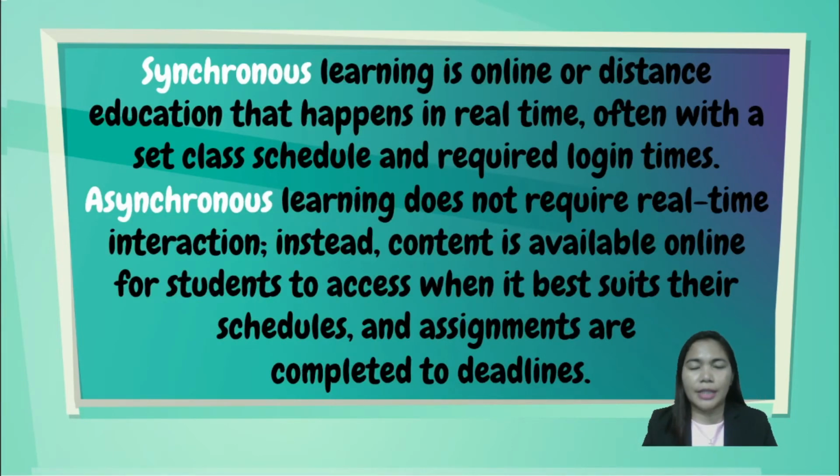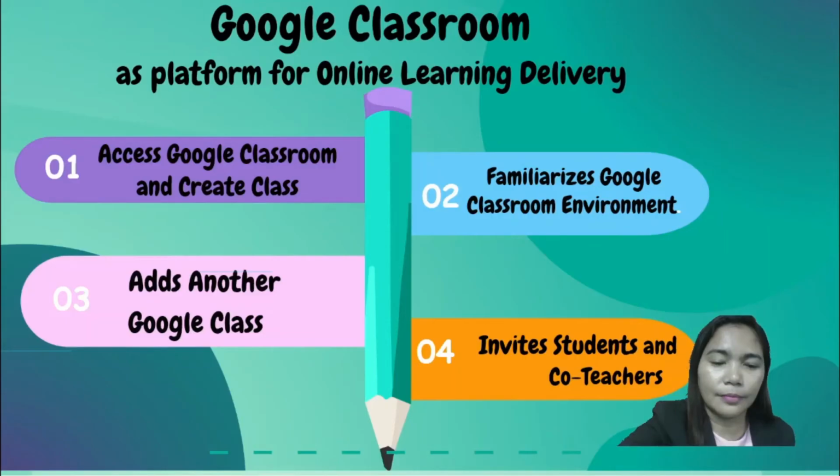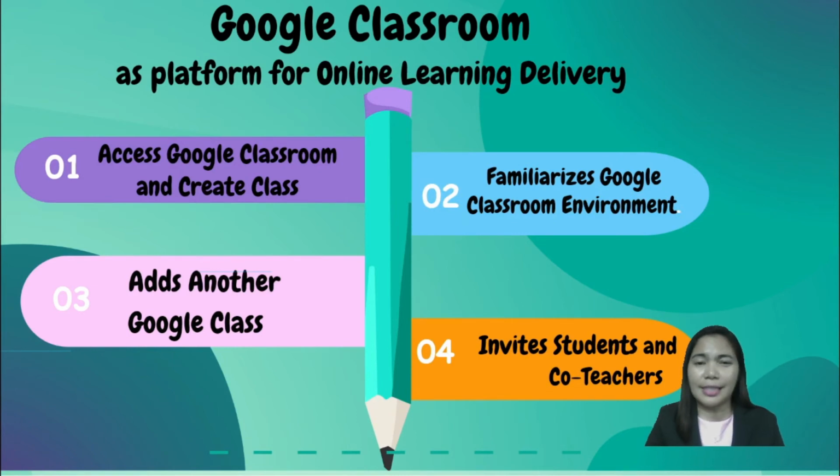So we have two types of learning online. The first one is called synchronous. Synchronous learning is online or distance education that happens in real time, often with a set class schedule and required login times. So we can make use of Google Meet here in meeting up with our students. Asynchronous. This is learning that does not require real-time interaction. Instead, content is available online for students to access when it best suits their schedules, and assignments are completed to deadlines.